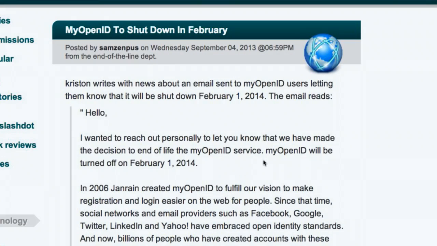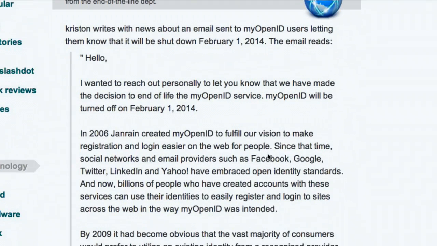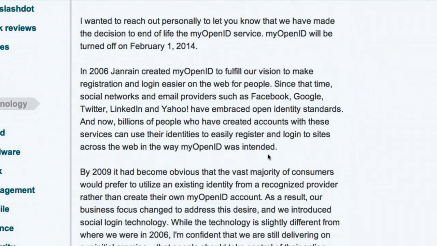All right, this one people hit our subreddit with a heavy heart: My OpenID to shut down in February. Yes, I heard about this earlier when I got an email from them because I've had my OpenID. But the only place I've ever been able to use it was Stack Overflow. And Stack Overflow doesn't offer it as a primary option anymore. You have to click twice to have it as a login option because nobody was using it. My OpenID started in 2006, but by 2009 it became obvious to them that everybody just wanted to use Google or Twitter or Facebook.